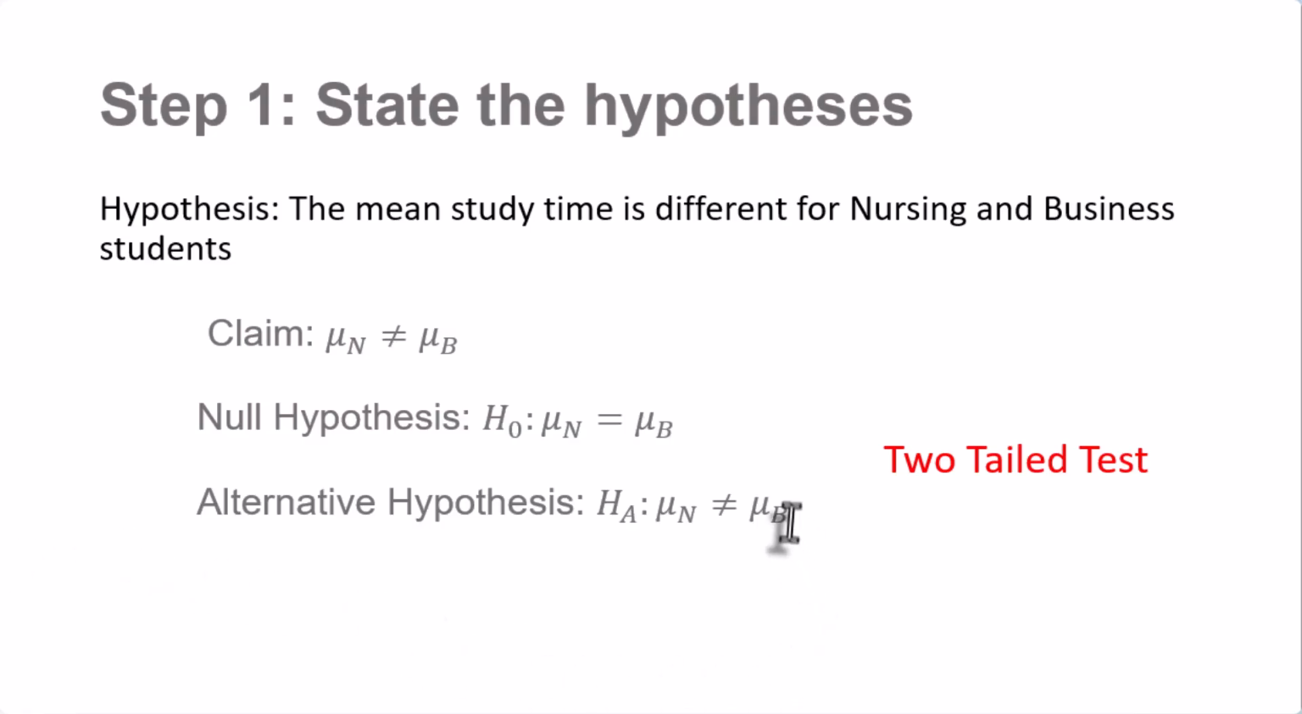And because of the format here, this is going to be a two-tailed test. I'm not necessarily claiming that nursing students have a higher study time amount or a lower study time amount, but just that they're different. So this is two-tailed, this not equal statement in the alternative hypothesis gives us the direction.